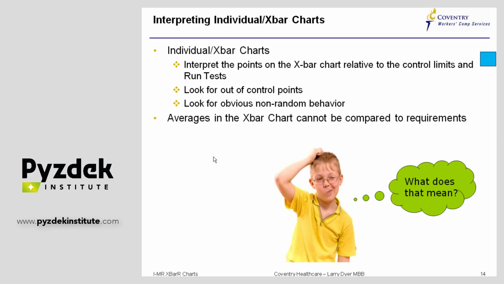Okay, so I'll just go ahead and finish this slide and then I'll get to the run test. So what you want to do is look for out of control points, and the point here is that if you're using an X bar R chart, it cannot be compared to the requirements. So what do I mean by that? We'll go to the next slide.